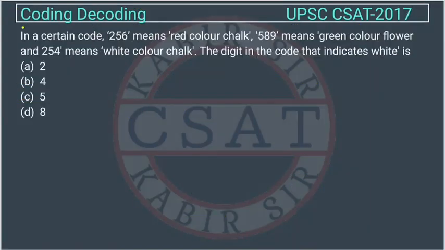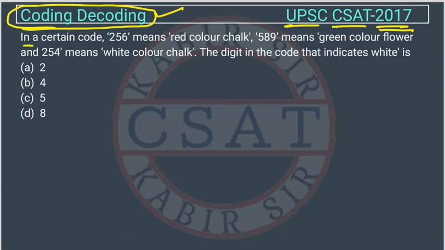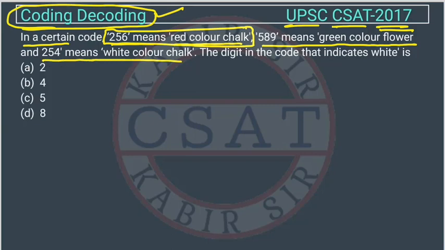So this is a question of reasoning taken from the chapter Coding and Decoding, asked by UPSC in their CSAT paper of 2017. So the question is, in a certain code 256 means red color chalk, 589 means green color flower, right? So 256 means red color chalk, and 254 means white color chalk. The digit in the code that indicates white, so white is indicated with which digit? This is the question.